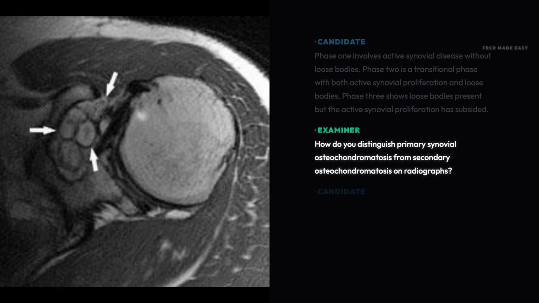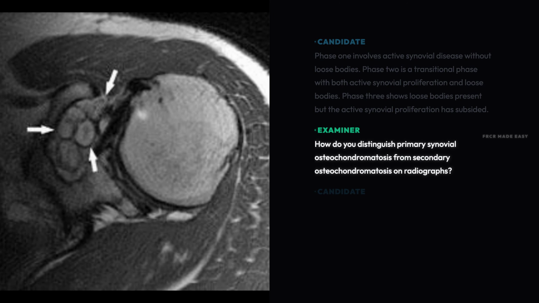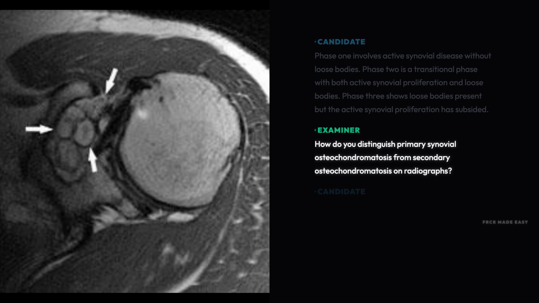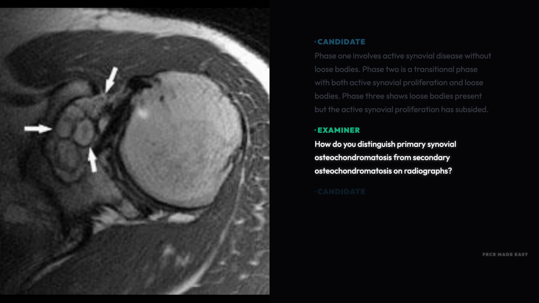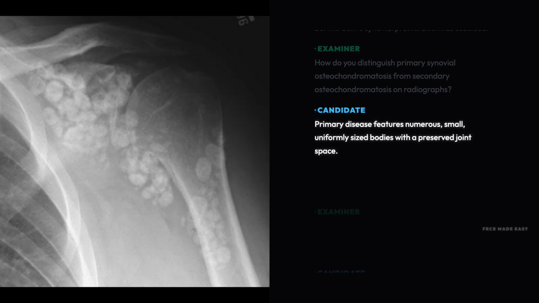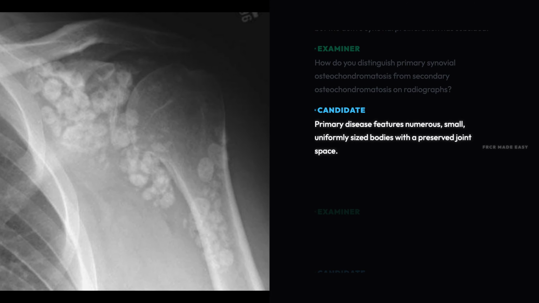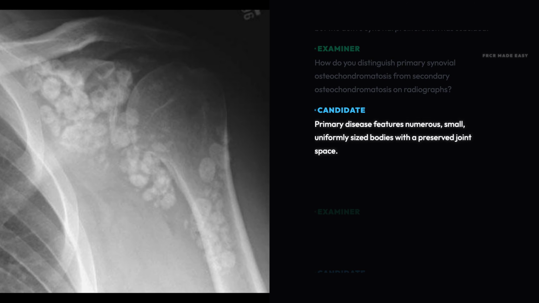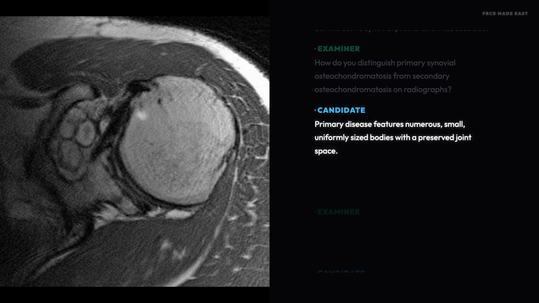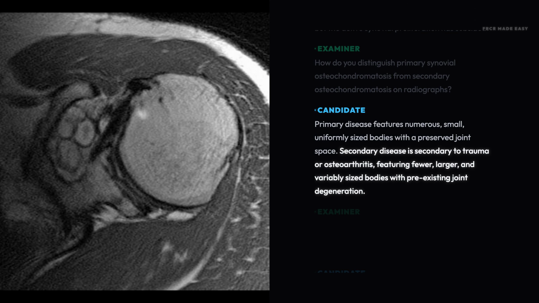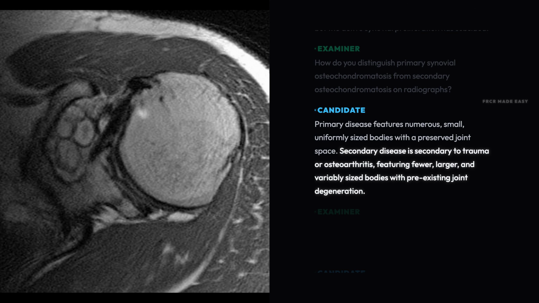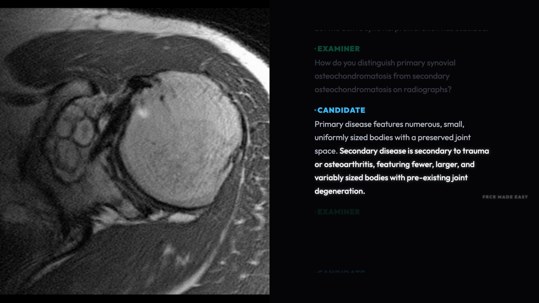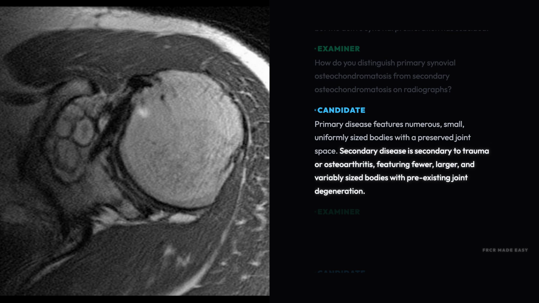How do you distinguish primary synovial osteochondromatosis from secondary osteochondromatosis on radiographs? Primary disease features numerous, small, uniformly sized bodies with a preserved joint space. Secondary disease is secondary to trauma or osteoarthritis, featuring fewer, larger, and variably sized bodies with pre-existing joint degeneration.